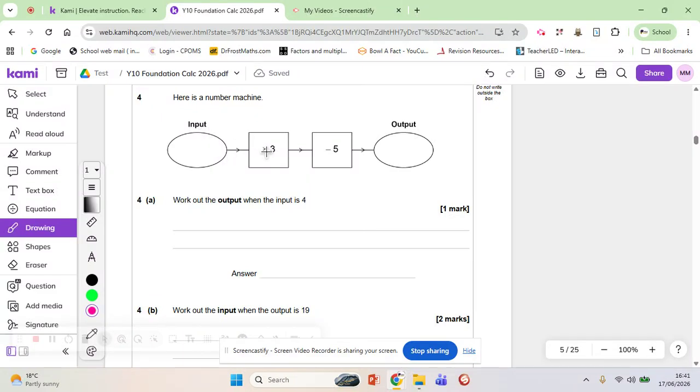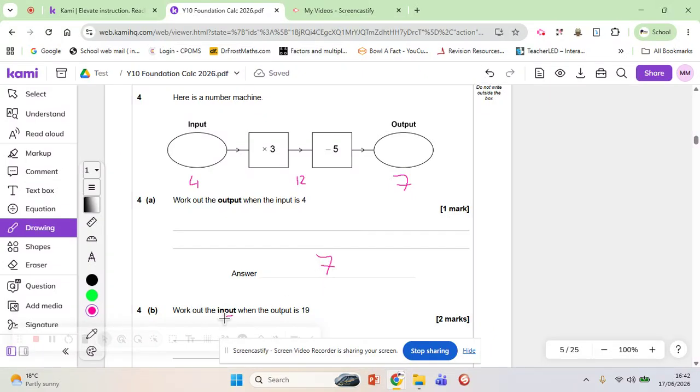Okay, here's a number machine. We've got an input, times by 3, take away 5, and it gives us the output. Work out the output when the input is 4. So if I pop 4 there, 4 times 3 is 12. 12 take away 5, 11, 10, 9, 8, 7, so we end up getting 7.